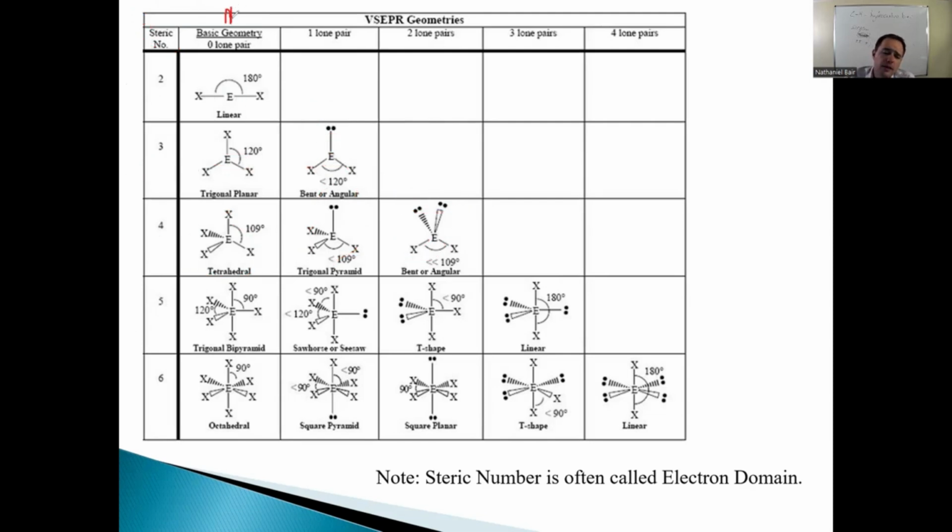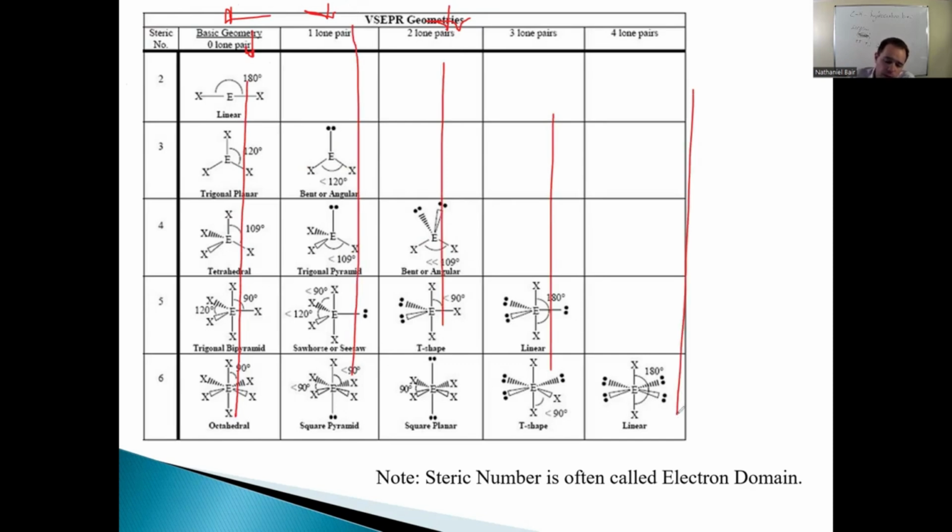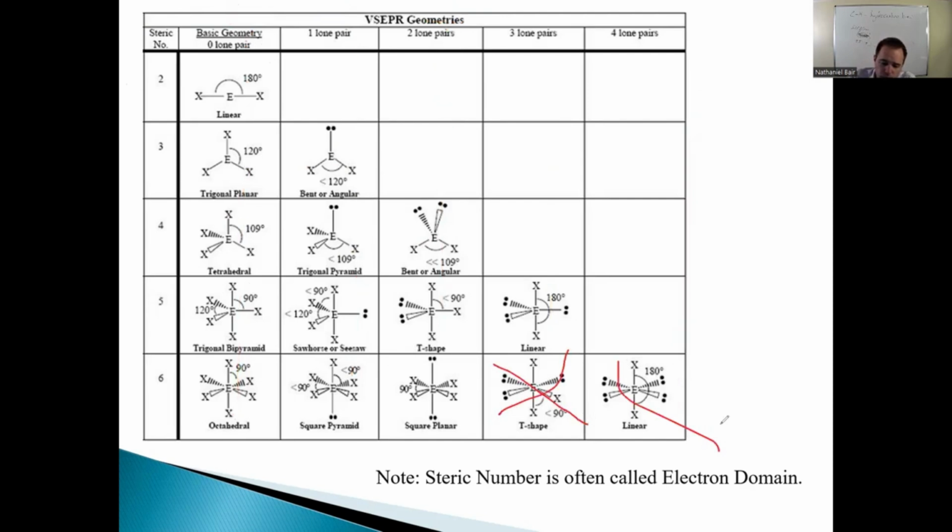Across the top, this is how many lone pairs are on the central atom. So how many lone pairs are coming off the central atom? Everybody in this column, no lone pairs coming off the central atom. Everybody in this column, one lone pair on the central atom, two lone pairs, three lone pairs, four lone pairs. You can essentially cross off this shape and this shape. We are never going to do either of those shapes. So the domain 6 T-shaped and domain 6 linear, there are very few molecules that have that shape. We're not going to get into that. But we're going to cover the rest of these guys.